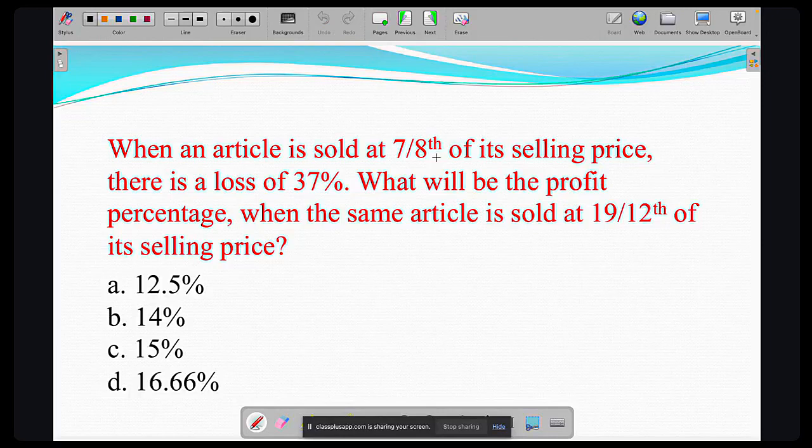Think. Method 1, method 2, two methods I can do it, but you try. First, understand the question. What is that 8? What is that 12? Very simple question. First question would be, tell me what is that 8? 8 is the selling price. What is that 7 then?